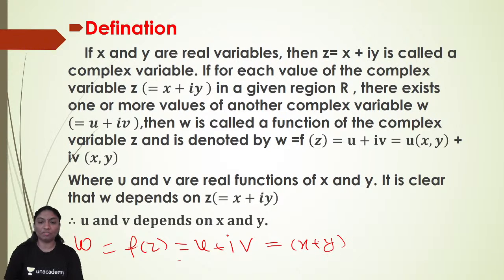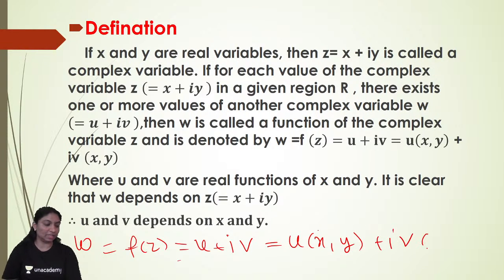u and v, both are functions of x and y. So here you can get u of xy plus iv of xy. Okay, u of xy plus iv of xy.